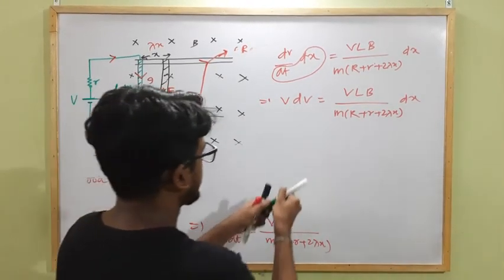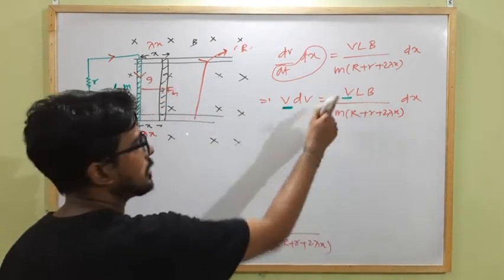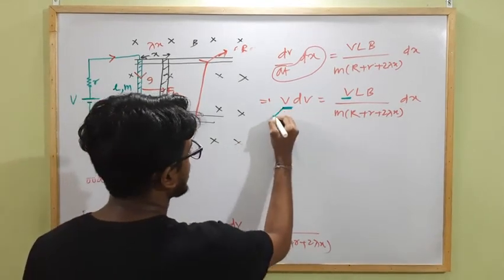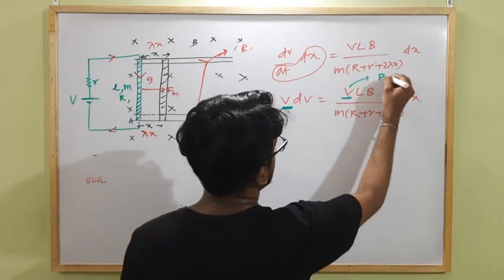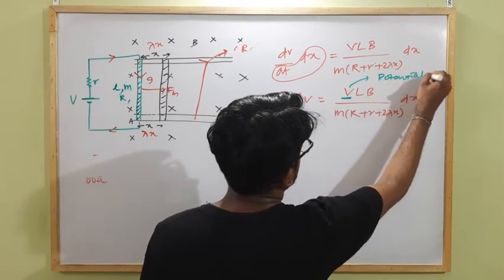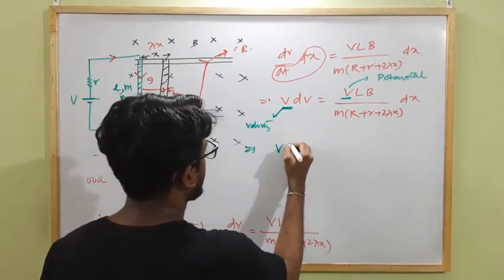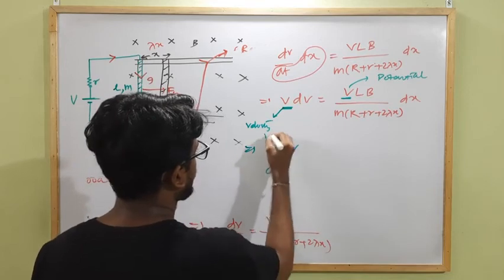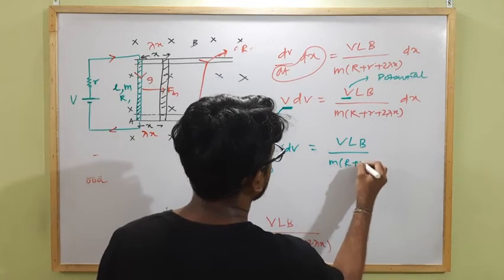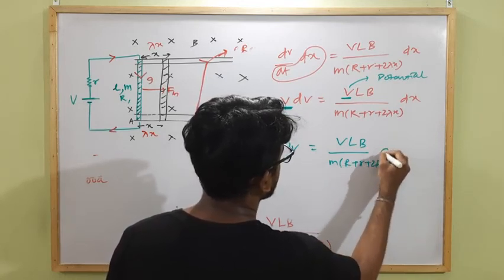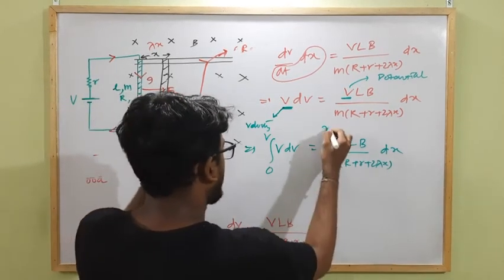Here this V and this V are not same. Never cancel these two because this V is velocity, and this is potential. So never cancel these two. Okay. So now what is the expression for V dV? 0 to V will be equal to VLB divided by M into R plus 2 lambda x dx. Limit at any position x, so 0 to x.